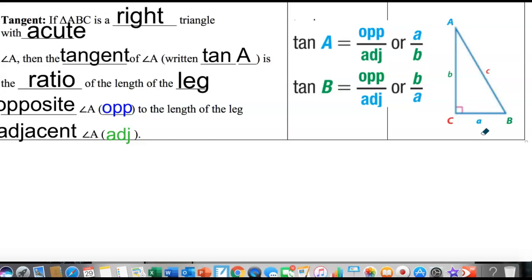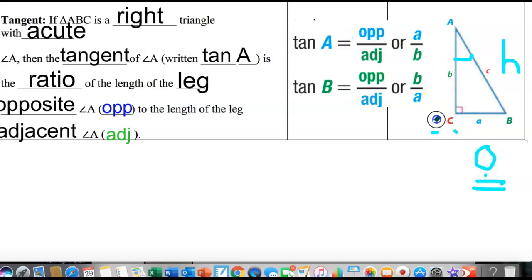And the last vocabulary word is called tangent. Tangent is going to be opposite over adjacent. So if we're talking about angle A and we label our sides, here would be our opposite, here would be our hypotenuse, and here would be our adjacent. So we would say it would be opposite over adjacent, so side A over side B.